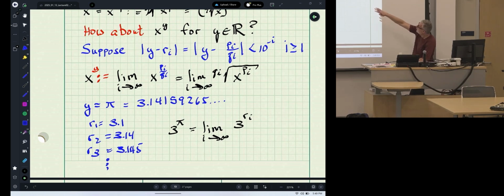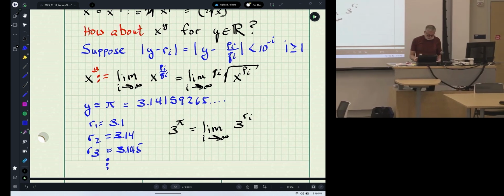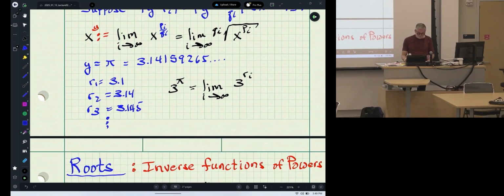And I can just calculate the limit of this sequence, or index set, of real numbers, okay? So once again, x is fixed, and it's the q_i and p_i that vary, but they're varying in such a way that they approximate y better and better and better. So that's really the definition of x to power y.